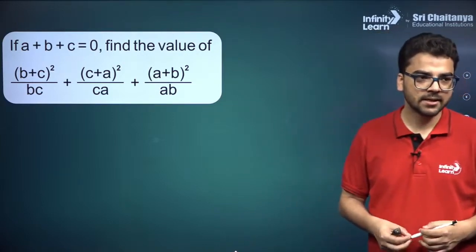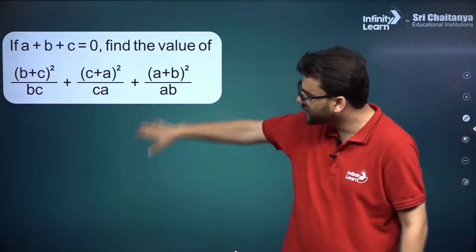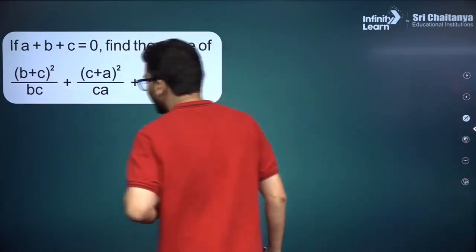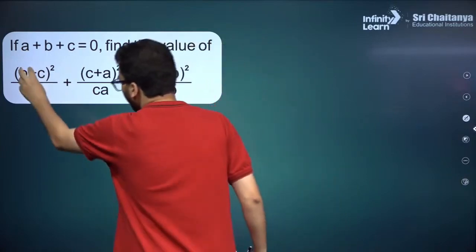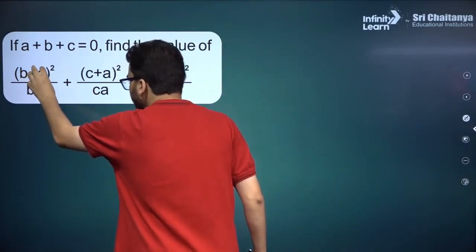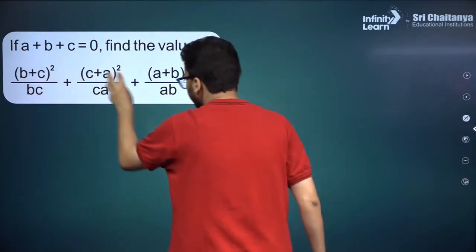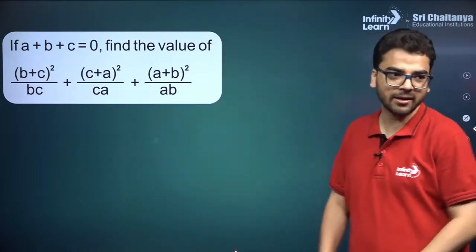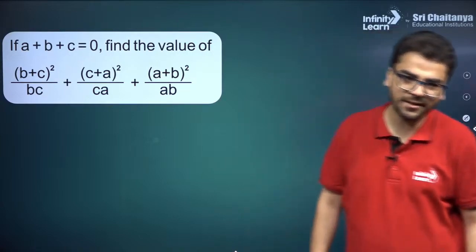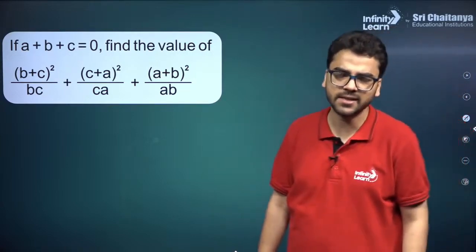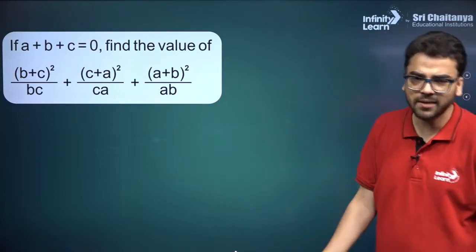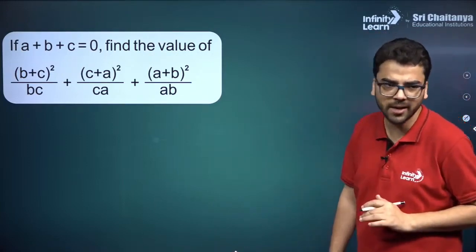Try doing this. In this question, suppose you think of simplifying it by opening the bracket: b square plus 2bc plus c square plus 2ac plus a square plus 2ab plus b square. Sneha is getting 3. I don't remember the answer, Sneha. Let's see if it is correct or not. It will waste your time. Maybe you'll get the answer, but it is going to waste your time for sure.